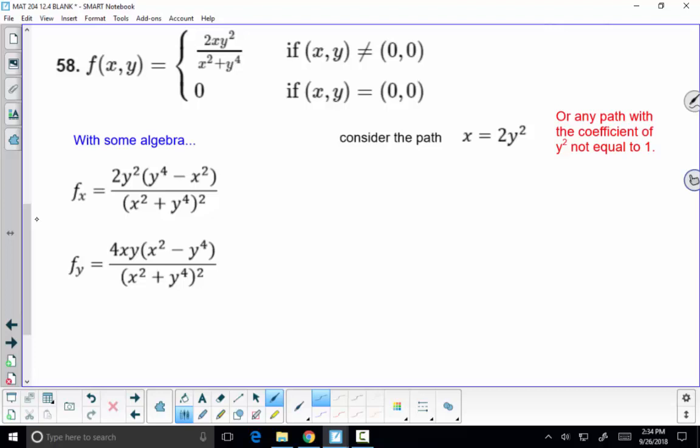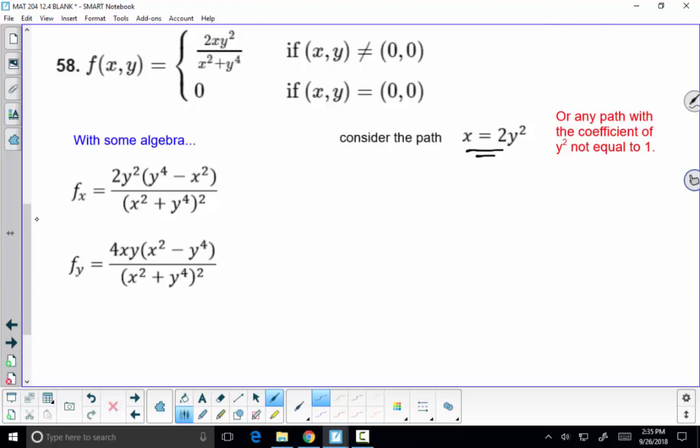We said that the value of f sub x and f sub y is 0 at the origin. To figure out if they're continuous or not, those functions should give us 0 no matter what path we come in on to get to the origin. So far we've come into the origin along the x-axis and the y-axis. Let's analyze these two coming along another path, x equals 2y squared.